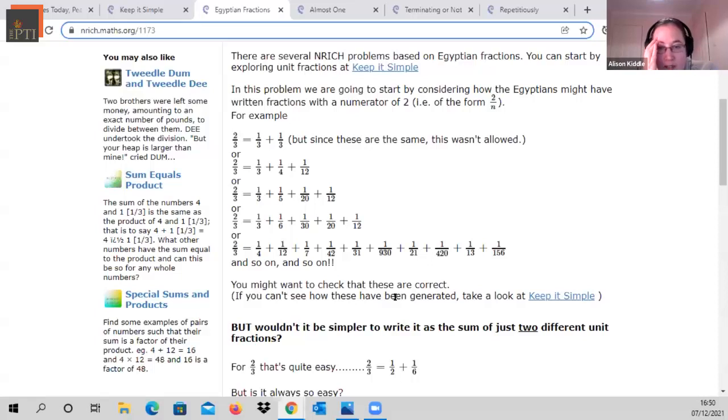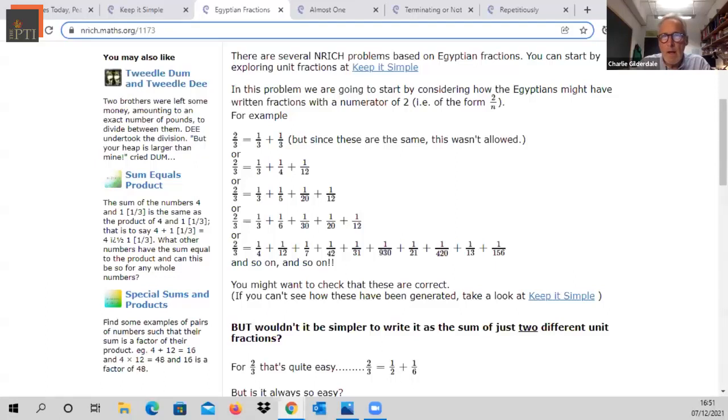So I wonder if anyone who's a little bit quicker than me can spot what's happened in order to find all of these different ways of writing 2/3. So how do we know that if 2/3 is a third plus a third, it is also equal to a third plus a quarter plus a 12th? You got a hint for us, Charlie?